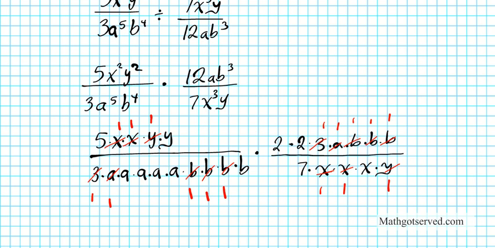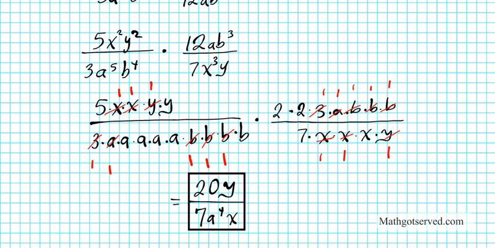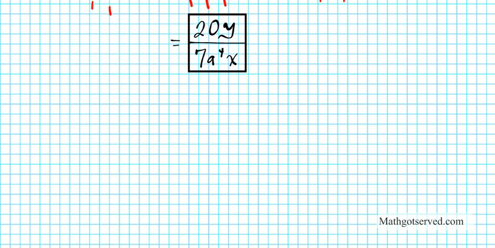That's it. So we'll multiply across. We multiply across, we have 5 times 2 times 2, which is 20. Let's write it under. We'll have 20y over 1, 2, 3, 4 a's, so 7, a to the 4th, x, and there goes your final answer. Alright, okay, now let's move on to question number 2.